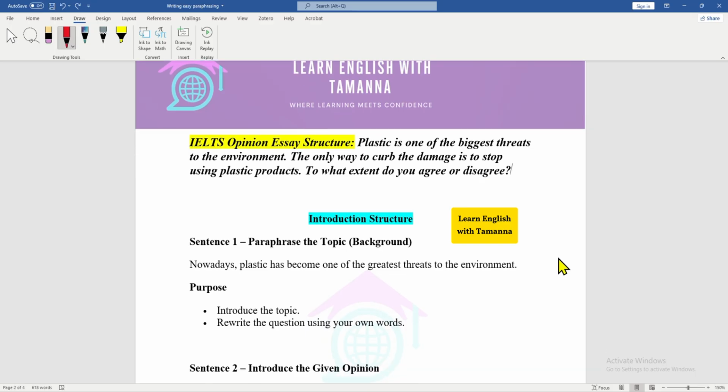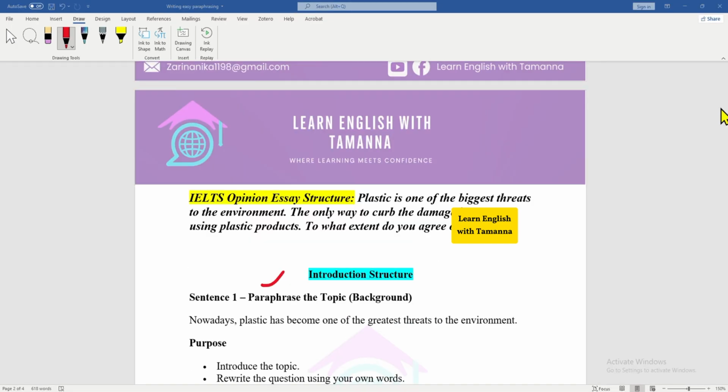Okay, now the first question is what to begin with. The answer is very simple. You need to paraphrase the topic. This is one of the easiest things that you can do. Or you can also add a topic sentence. However, I'm not doing that one because as you're a beginner, if you just learn how to paraphrase your question, it is enough for you.